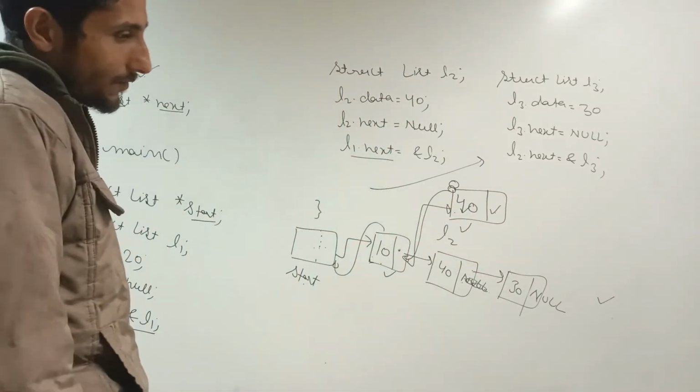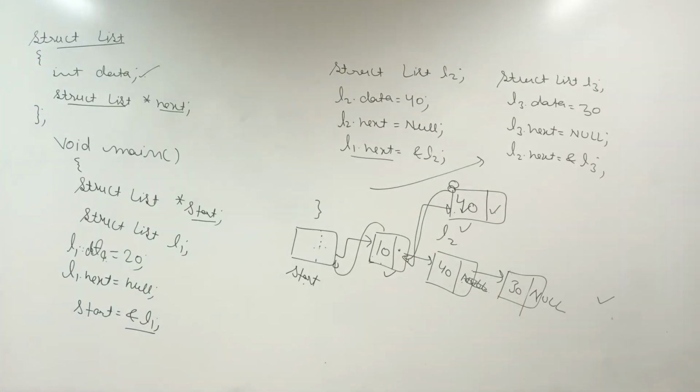In this example, we have seen that with the help of a structure, I can make a linked list. Okay. Are you following this one? It is quite easy. I can make a linked list. So that is quite easy. So in the next lecture, we will see various operations on linked list.